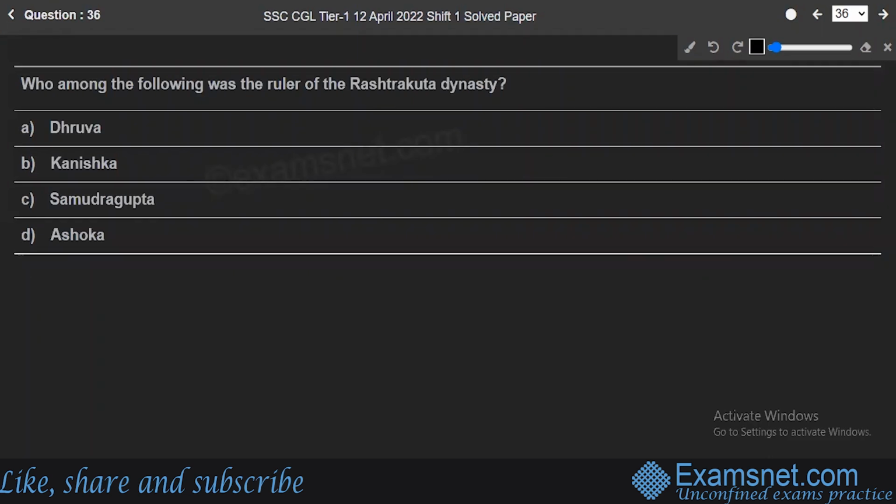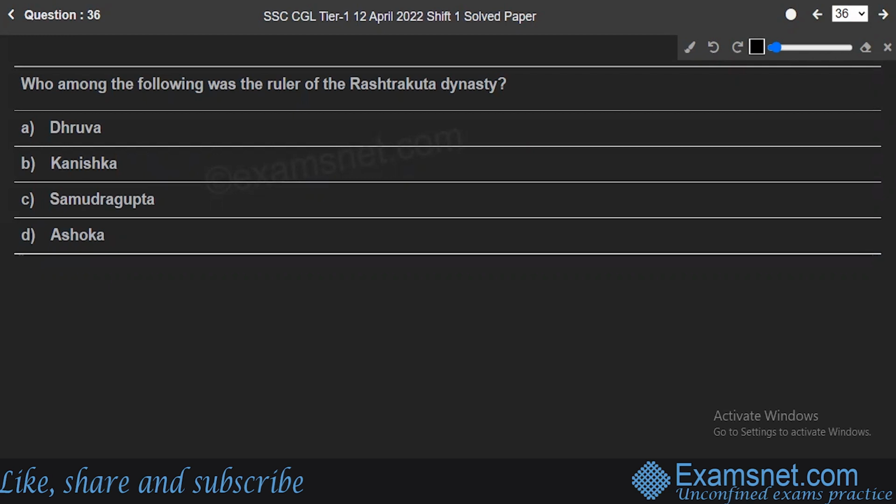Question number 36, it says, who among the following was the ruler of Rashtrakuta dynasty? Was it Dhruva, Kanishka, Samudragupta, or Ashoka? Which is the correct answer to the question? The correct answer to the question is Dhruva.